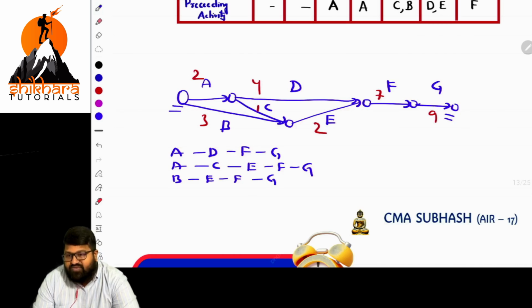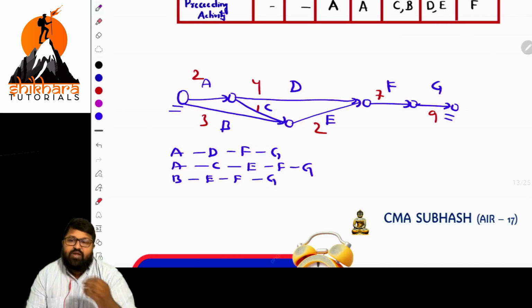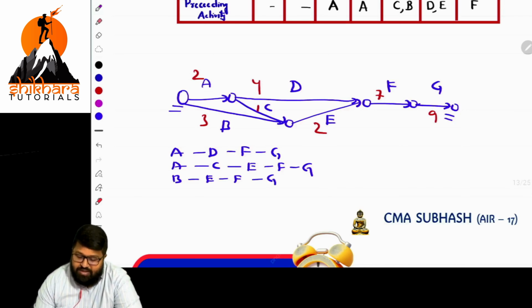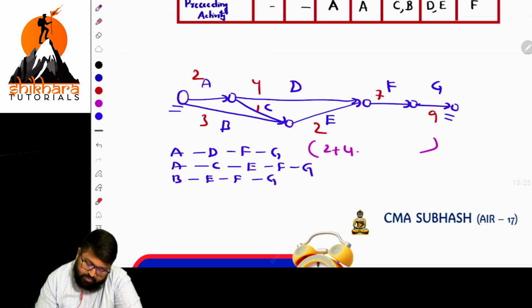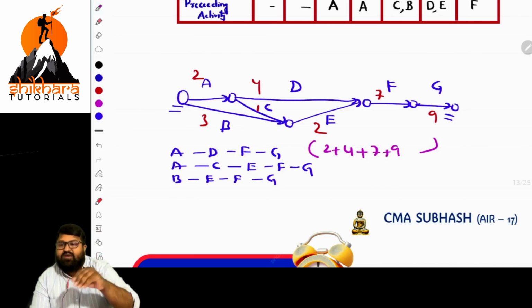These are the three alternative paths we are having. So when we are having these three alternative paths, what is the basic thing we have to do? Just add the total of the duration of that path. So for A, how much is the time? I mentioned 2. Okay, so 2 plus 4 plus F 7 G 9. That is the duration for the entire path.